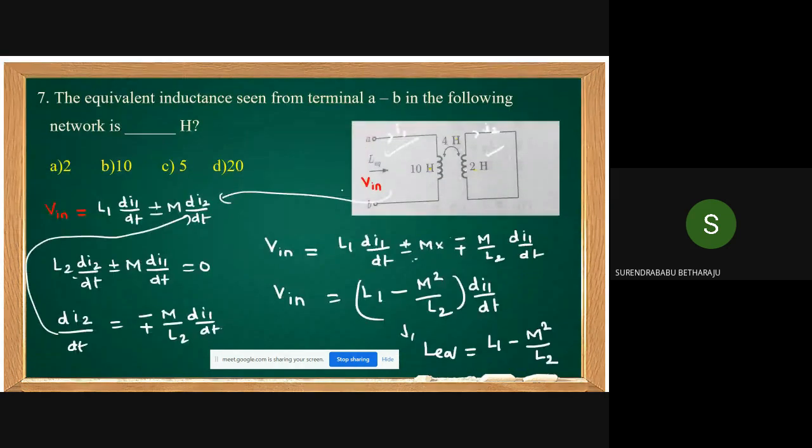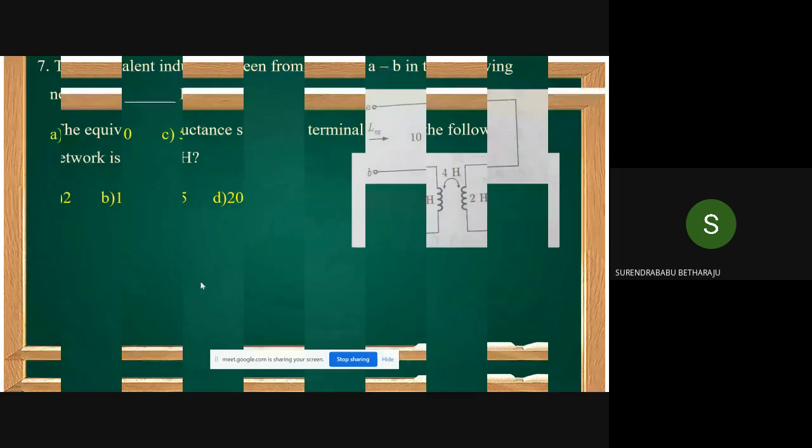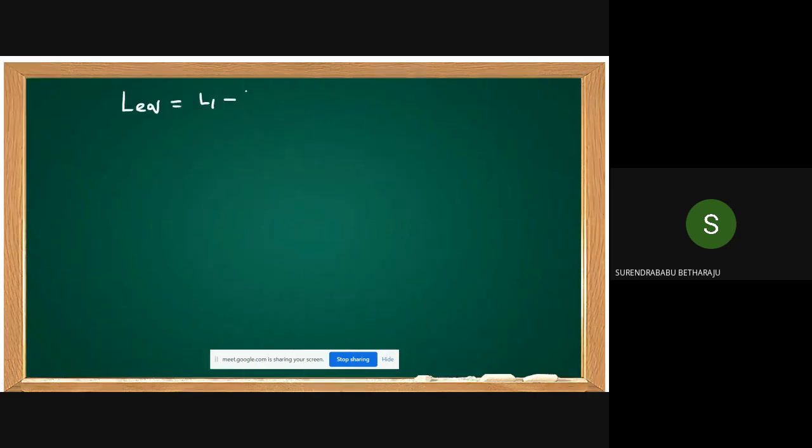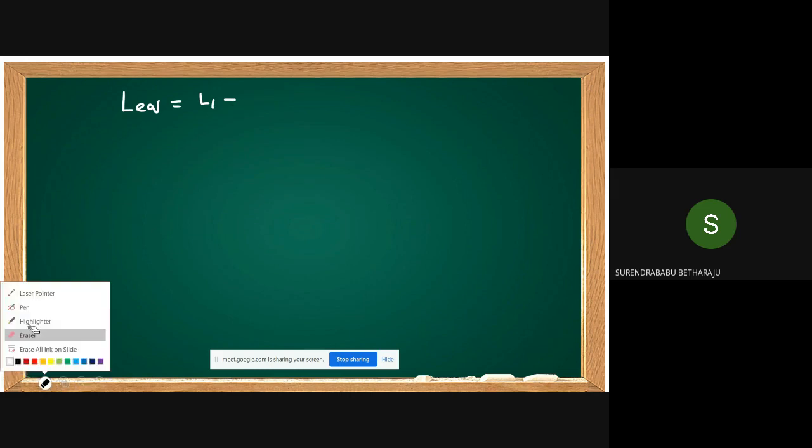This is the equivalent inductance if one of the sides is short circuited. So don't directly take it as a parallel connection. This is the transformer, sir. Secondary is shorted. Okay. There is no electrical connection there. L equivalent equals L1 minus M squared by L2.